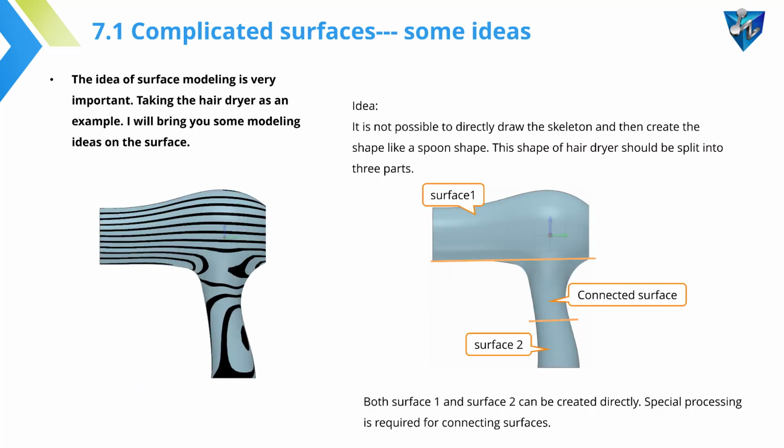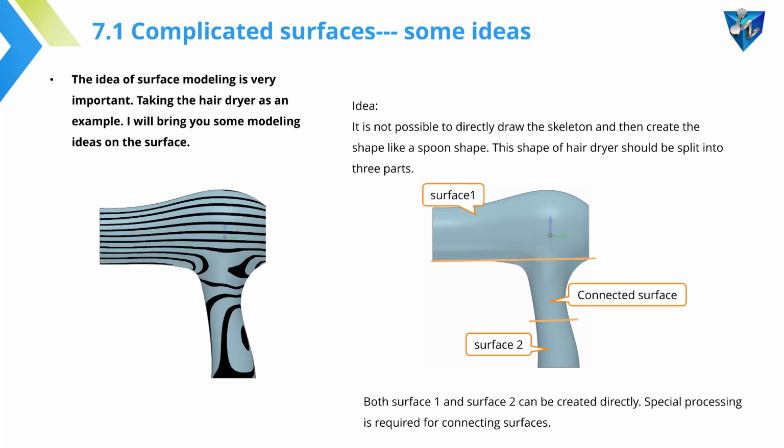After introducing the curve, next, I introduce the surface. I mentioned how to create the basic surface by the basic command. But if we meet a complicated surface, we may not know how to create it. So, in this section, I will introduce how to create a complicated surface, such as the shape of the hairdryer. If you don't have any idea, you may not know how to create it. So I will show you some ideas for these complicated surfaces.